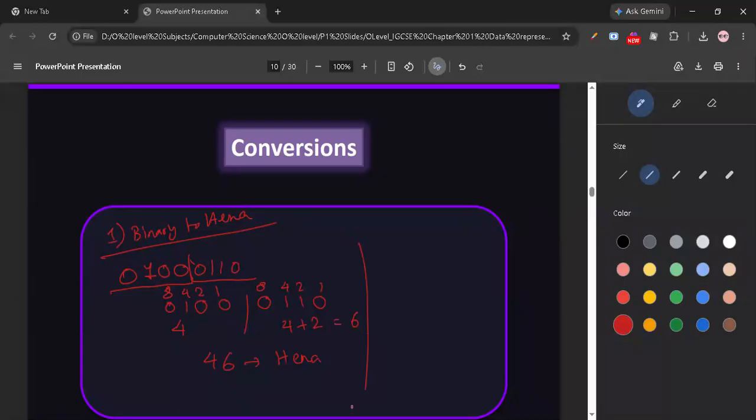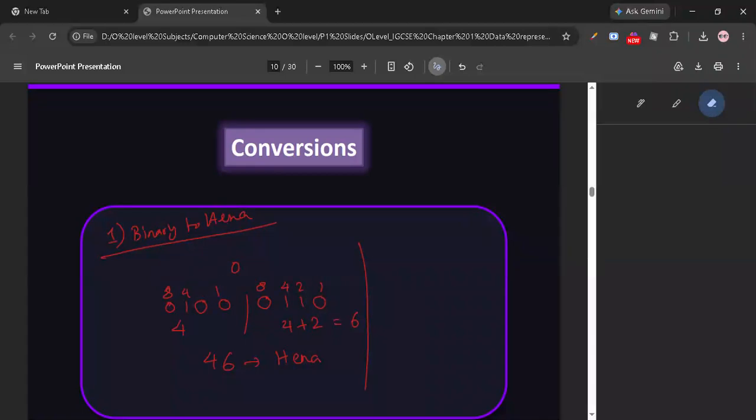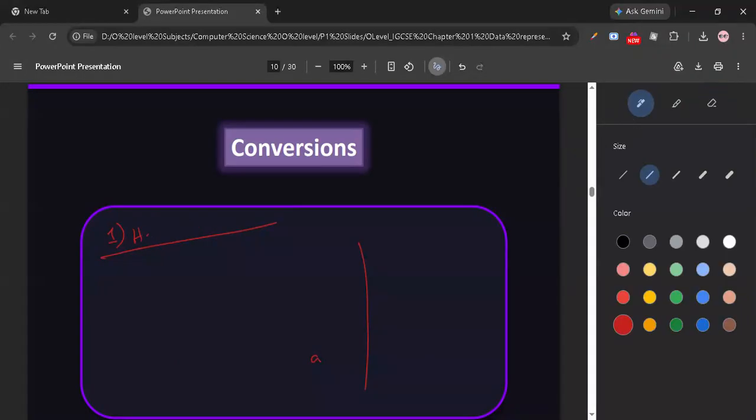Maybe I could have shown another example, but right now we are short on time, so we're going to move faster. And in topical past papers, we're going to go through more things. Anyway, let's move on to hexadecimal to binary. In hexa to binary, suppose we have A, C, B. I mean AC, only AC.